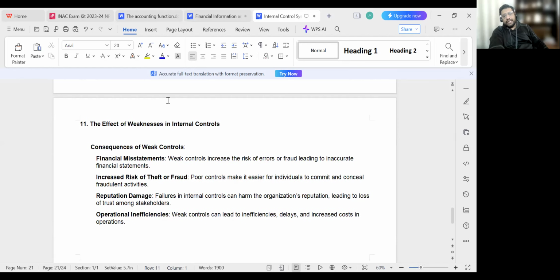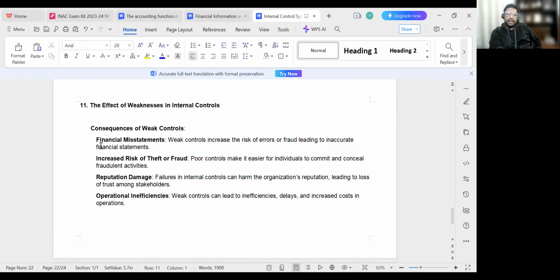Then we have the effect of weaknesses in the internal control system. So if there is some weakness, you're going to get a question definitely in which you have to tell the implication of weakness in the internal control system. You can have two types of consequences of the weaknesses in internal control system, like financial misstatements.